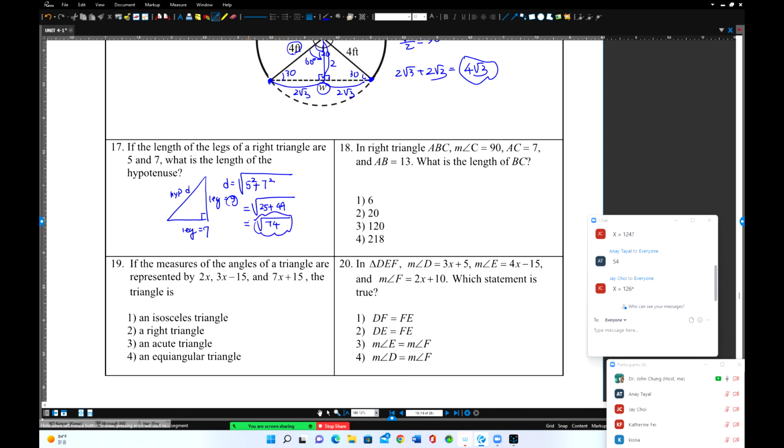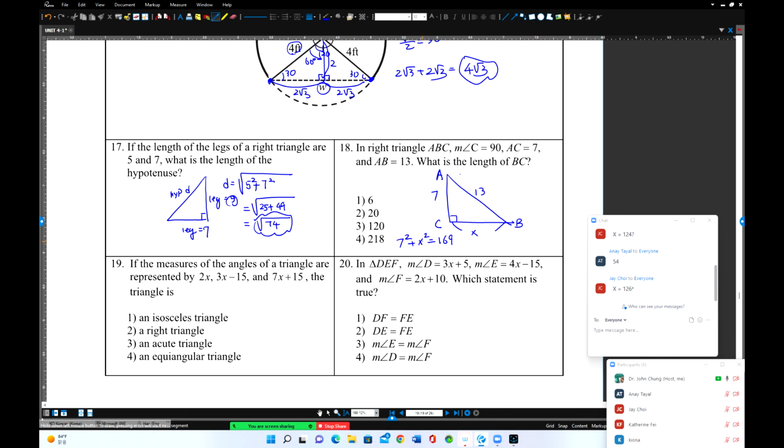Number 18, in a right triangle again, angle C is 90. This is angle C, that is 90. AC equals 7, AB equals the hypotenuse now, 13. What is the length of BC? Pythagorean theorem, right? You can use this one. 7 squared plus x squared equals 13 squared, which is 169.